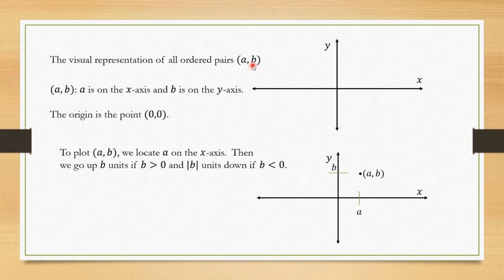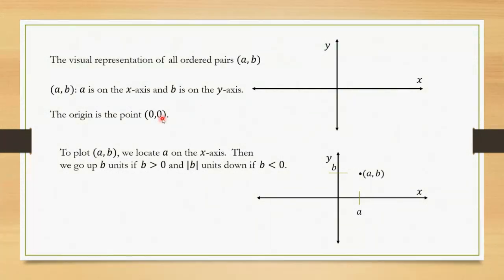It's called the y-coordinate. And as you can see down here, although I'm not there yet, it's going to come from the y-axis. That's what's going to happen. So A is called the x-coordinate because it comes from the x-axis. B is called the y-coordinate, and it comes from the y-axis. The origin is just labeled as 0, 0.